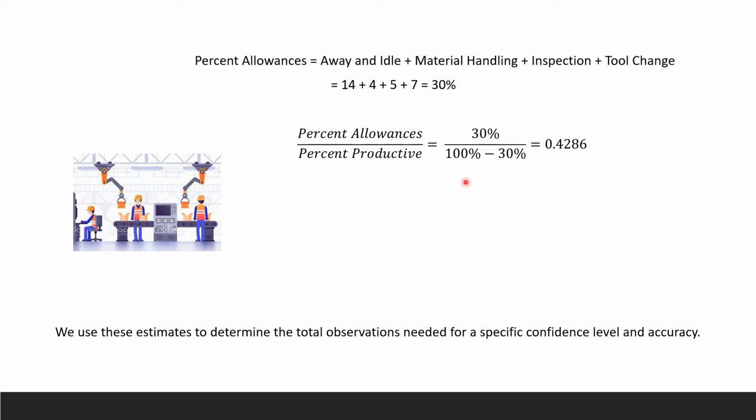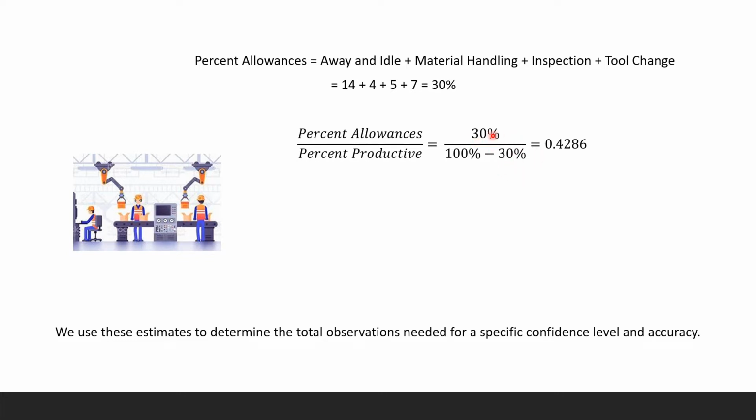So for the work element, we're going to take a look at percent allowance divided by percent productive. With 30% allowance, 100% minus 30% is your productive percent, which is 70%. So it's 30% allowance out of 70% work.